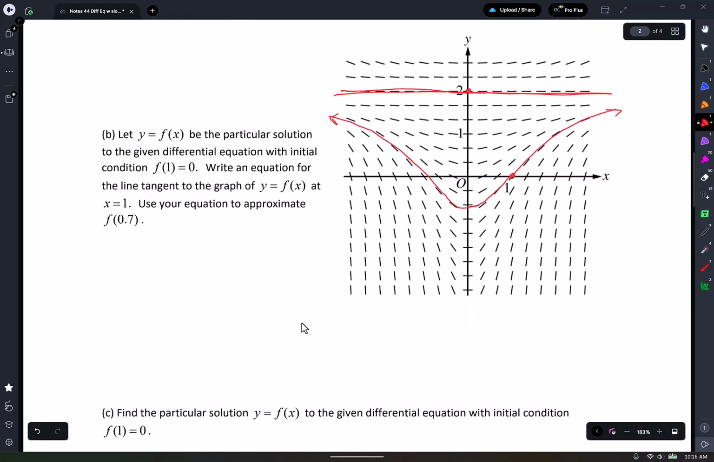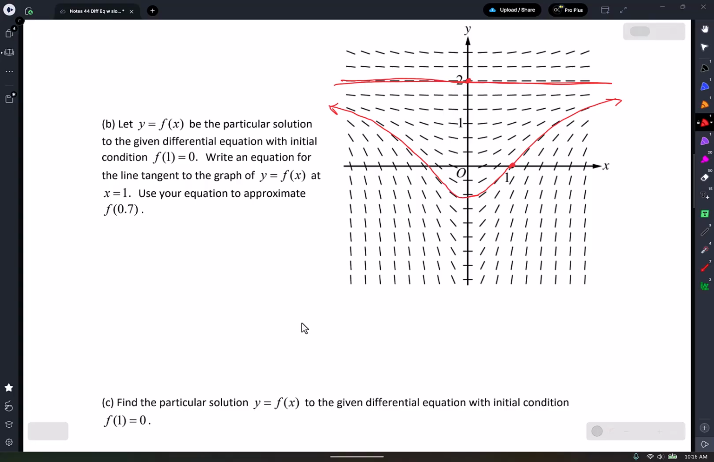All right, here we go. Let y equals f of x be the particular solution to the given differential equation when initial condition f of 1 equals 0. So there it is. That's my coordinate, (1, 0). Write an equation for the line tangent to the graph of y equals f of x at x equals 1. Use your equation to approximate f of 0.7.